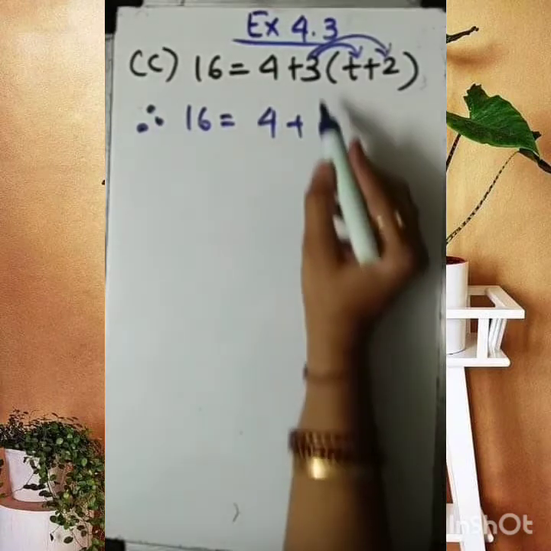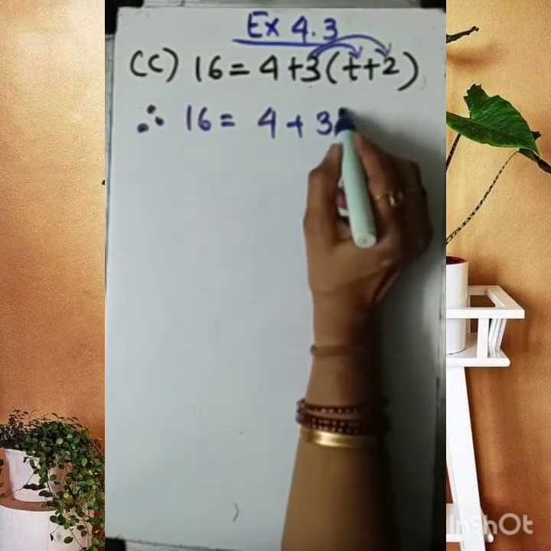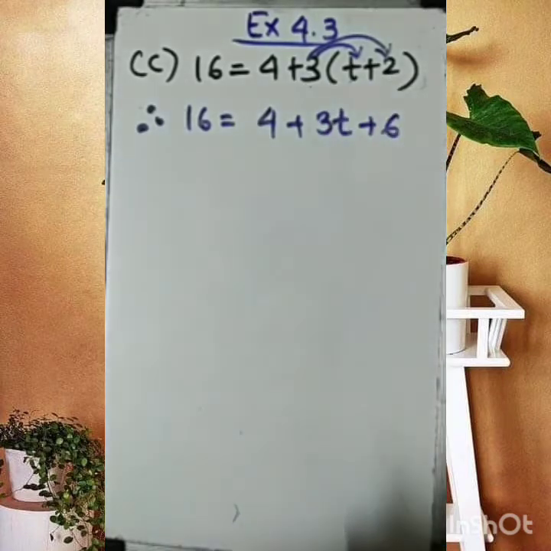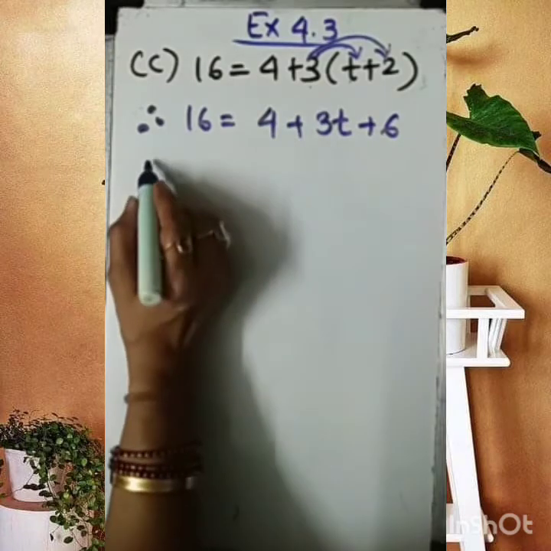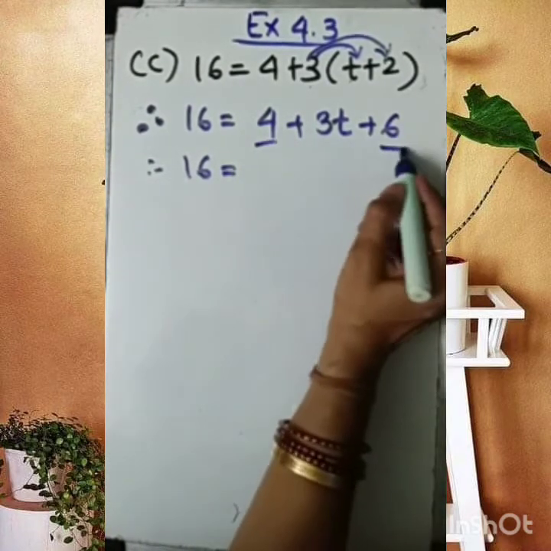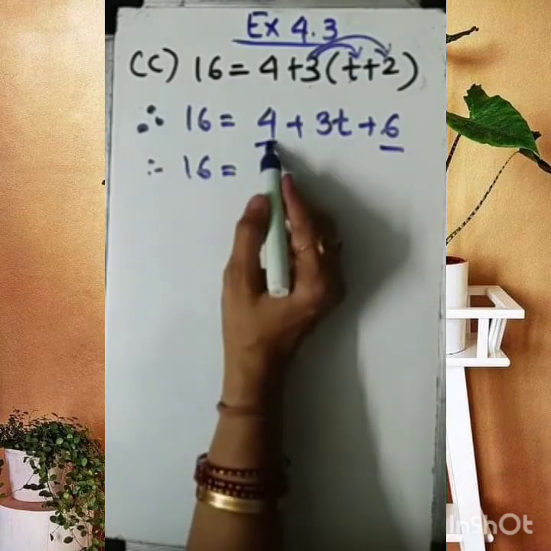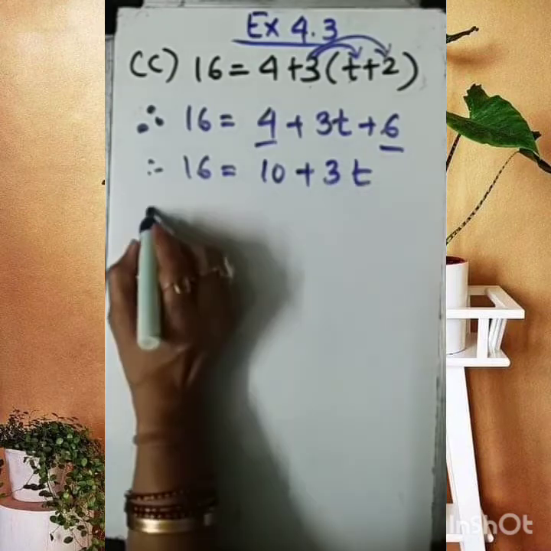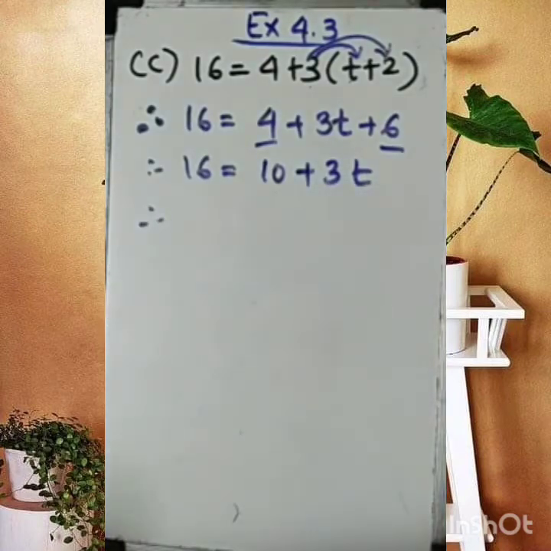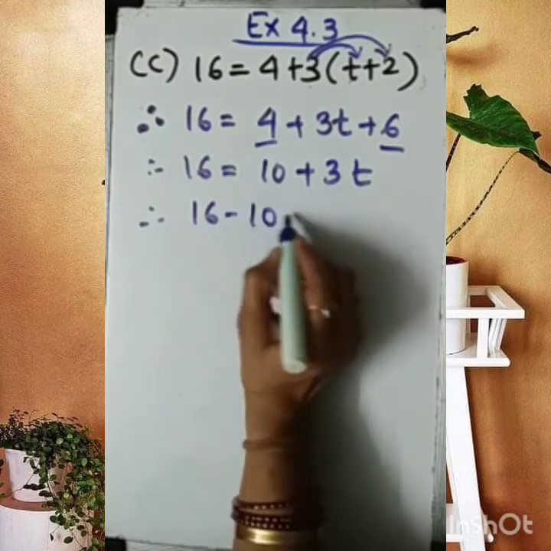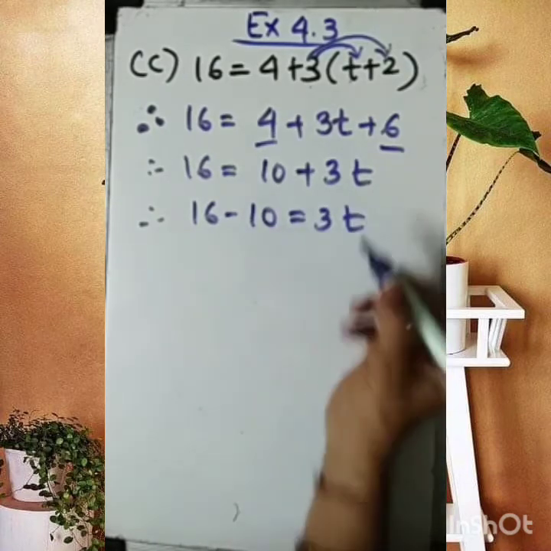Now, you know 3 into t is 3t. Plus 3 into 2 is 6. So in the next step, 16 is as it is, let it be 4 plus 6. The sum of these numbers, 4 plus 6, is 10. 10 plus 3t. Therefore, next step, I need to shift it to that side. So 16 minus 10 is equal to 3t.